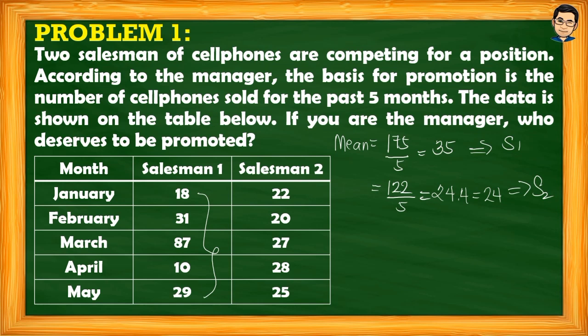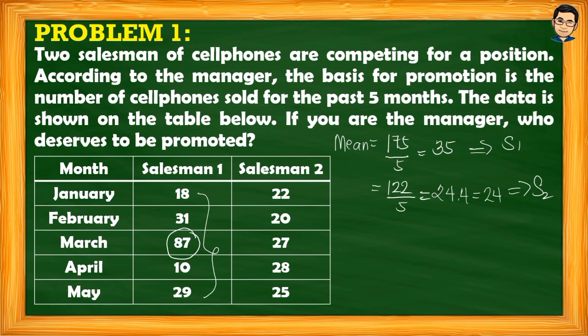Kung magbabase tayo dito sa given data, yung 35, hindi siya masyadong malapit dun sa mga data. Like, for example, 18, 10. Masyado siyang malayo. So, bakit naging 35 ang kanyang mean kung meron lang siyang 18, 10? It's because meron kasi tayong extreme value dito, yung mas mataas, which is 87. Kaya, hinila niya yung mean.